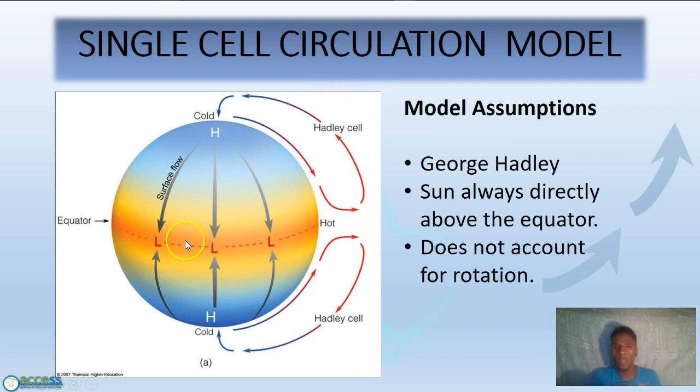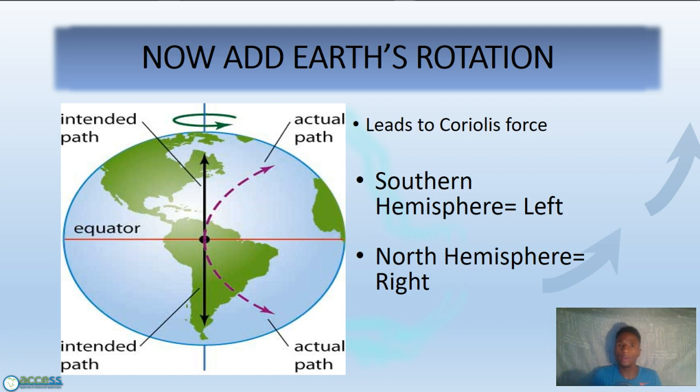Now there is a limitation in this model by George Hadley, and that limitation is that it does not account for Coriolis force and the Earth's rotation. In reality, we know that the Earth is rotating. So now let's see what happens when we add rotation. We have to understand this Coriolis effect or Coriolis force. Coriolis force is the effect that describes how the trajectory of an object appears to deviate from the expected path.